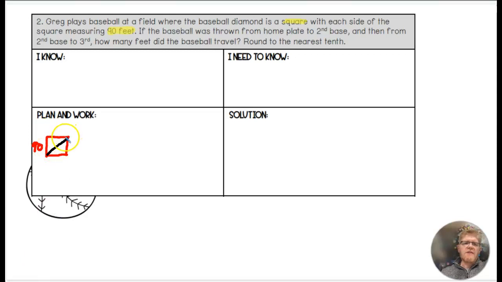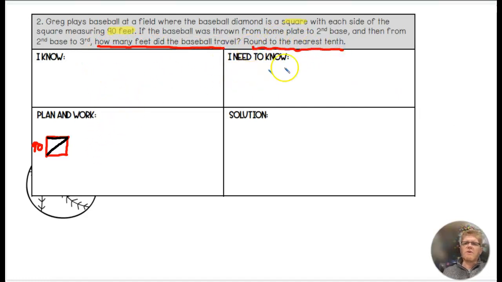From home plate to second, and then it says from second base to third. So second base to third here. Then how many feet did the baseball travel? How many feet did the baseball travel? So that's what we want to know. And it tells us to make sure that we round to the nearest tenth.